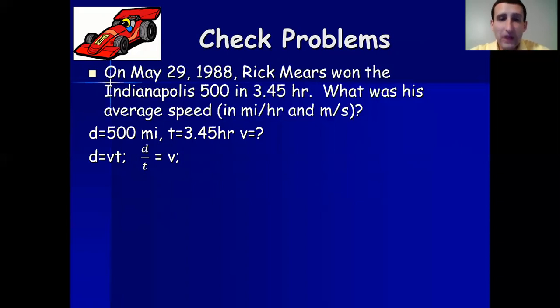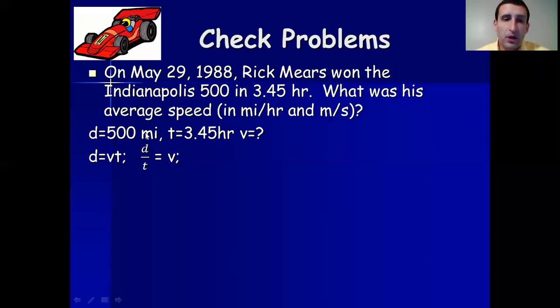So the distance is 500 miles, and the time is 3.45 hours. And we want to know the velocity. That's what we were asked for, the average speed or the average velocity. So we have a distance, a time, and a velocity. And so the relationship that we're looking for is the one we just saw on the previous slide, d equals vt. We want to solve that relationship for our unknown, which is velocity. So we're going to divide both sides by t. So we get distance over time equals velocity.